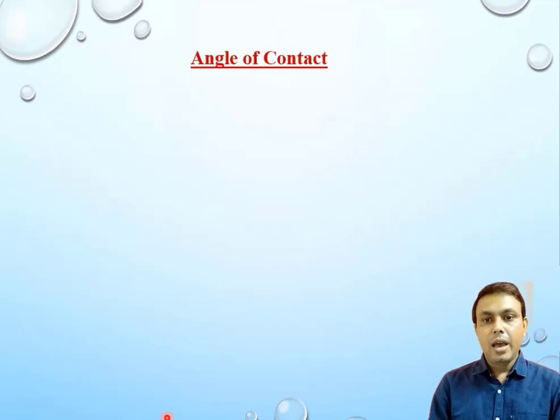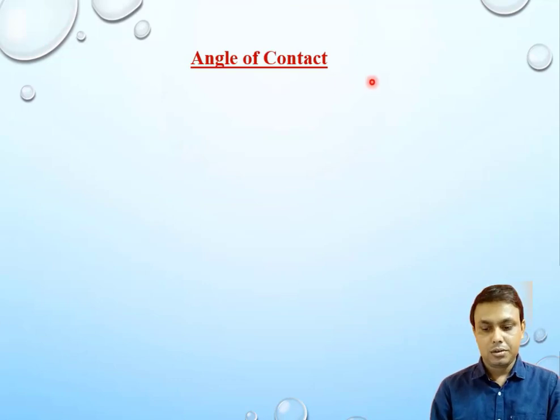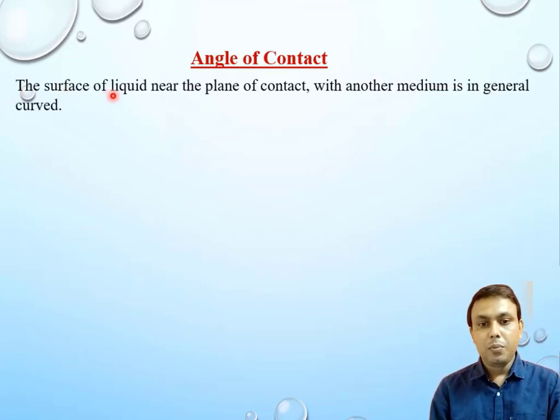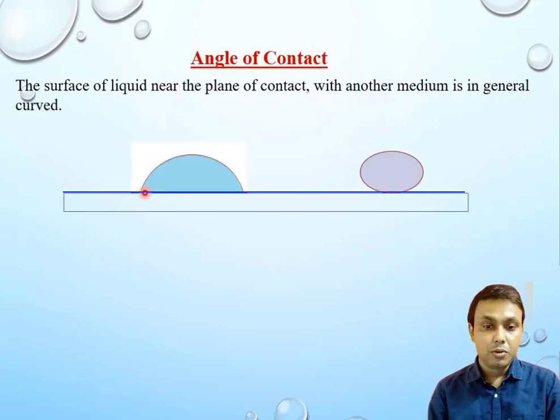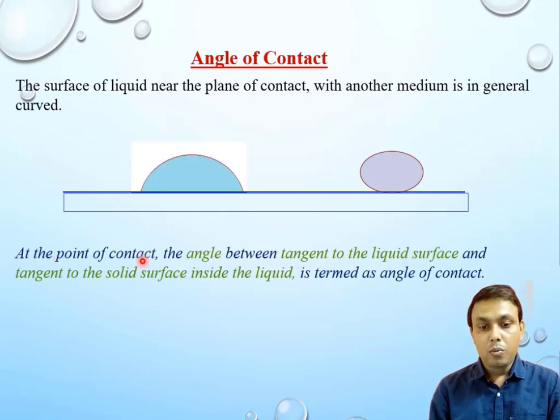Next, angle of contact. What is angle of contact? The surface of liquid near the plane of contact with another medium is in general curved. Here you see this figure. Here you see this liquid is in contact with the solid at this point, and here it is curved. Similarly, here also it is curved. Now, at the point of contact, the angle between tangent to the liquid surface and tangent to the solid surface inside the liquid is termed as angle of contact.